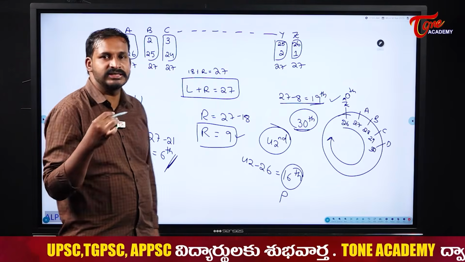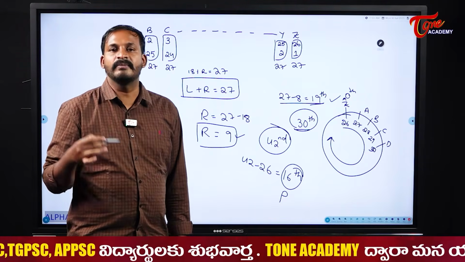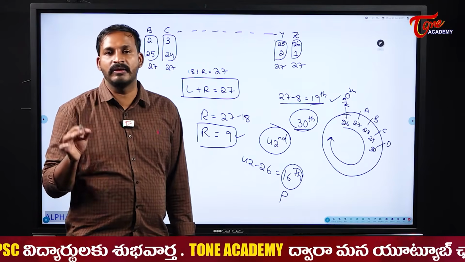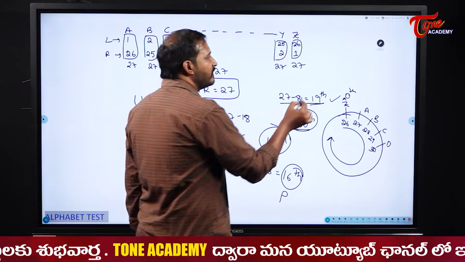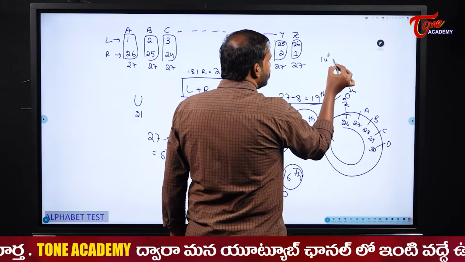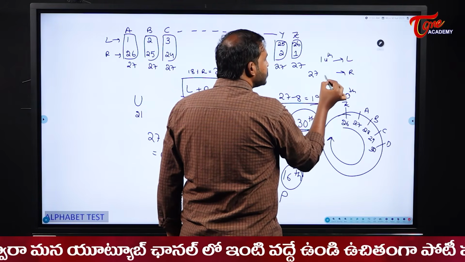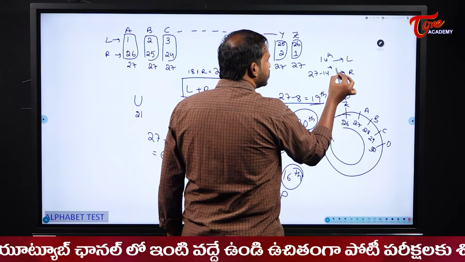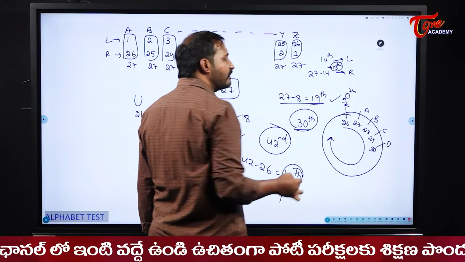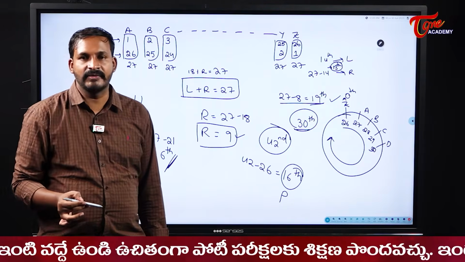Similarly, if I want to tell the place value of N from the right side, N is the 14th alphabet from the left. Then to get it from the right, what will I do? 27 minus 14. What does it become? 13th. So N will be the 13th alphabet from the right side.